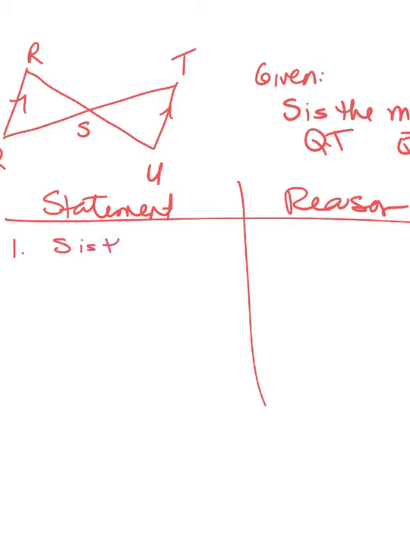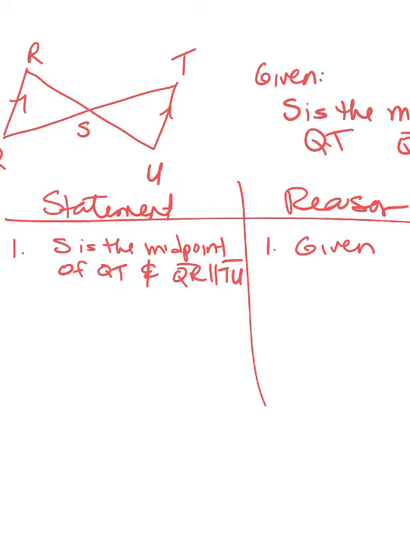So the first thing we're going to dump is our given. S is the midpoint of QT, and QR is parallel to TU. When I see the word midpoint, what does that mean? What can you conclude if S is the midpoint of QT? It's also the midpoint of RU.